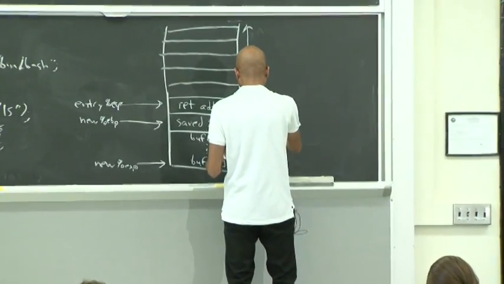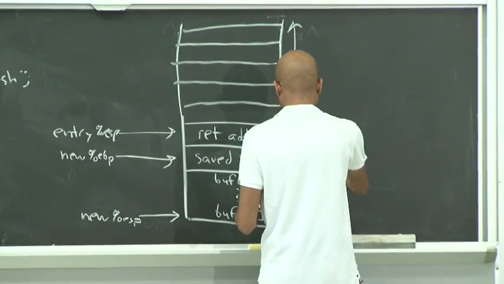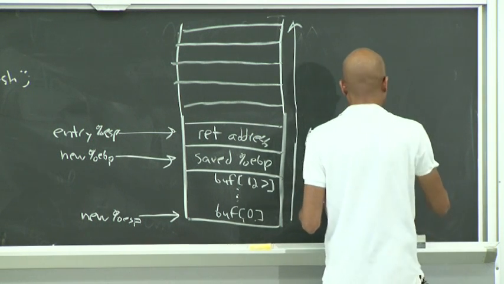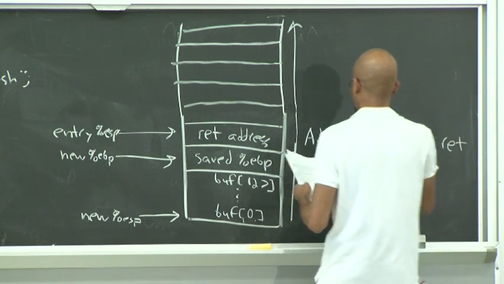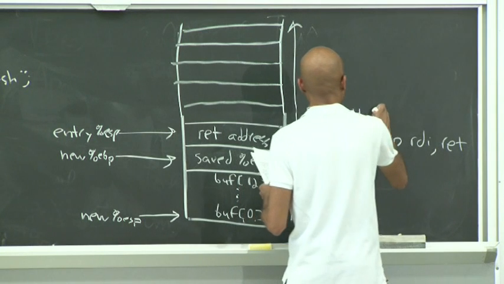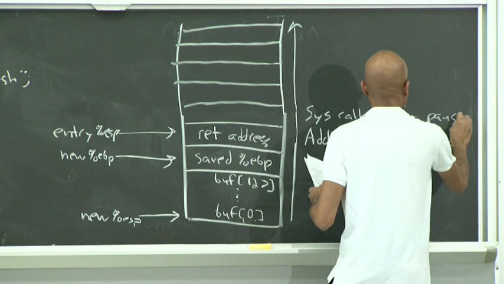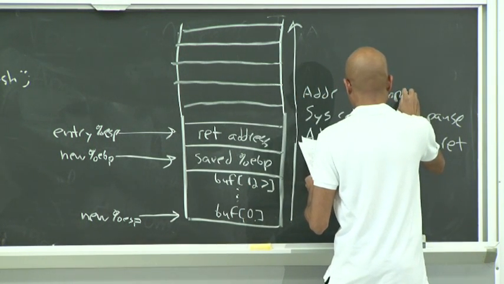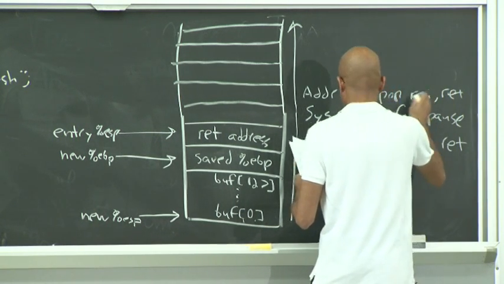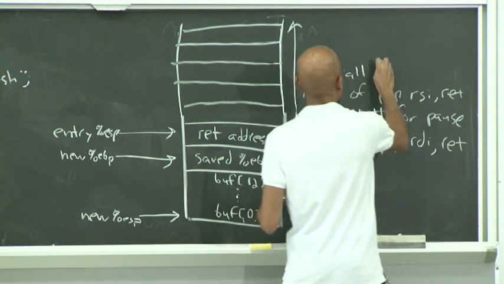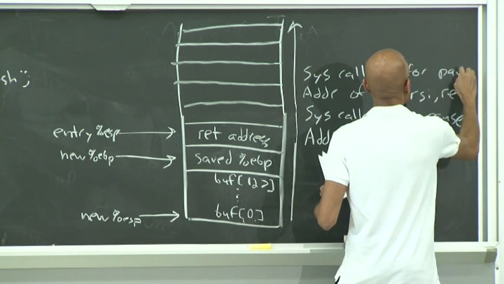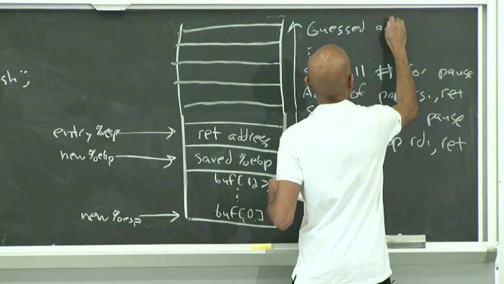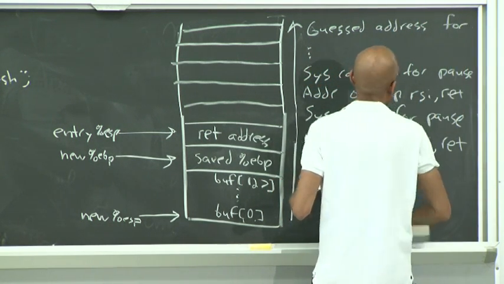So here for the return address, we'll put the following. Let's say we have one gadget that pops the RDI register, then does a ret. And then up here, we'll put the syscall number for pause. And then let's say that we have another gadget that we found that pops into a different register, let's say RSI. And then we'll put the system call number for pause up here again. And we do this for all the gadgets that we found. And then eventually we put the guessed address for pause. Or sorry, for syscall, excuse me.